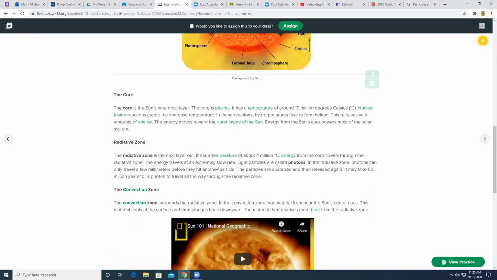Next is the radiative zone. It's only about 4 million degrees Celsius, and this is where our light particles are actually moving. It's where some of that energy from those nuclear fusion reactions is actually exiting out of the core. So the radiative zone is our next.